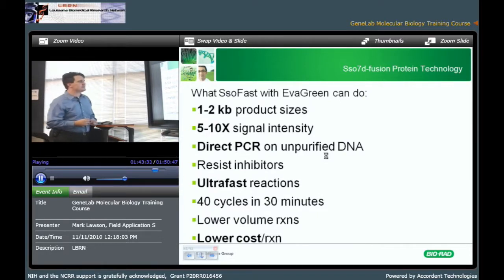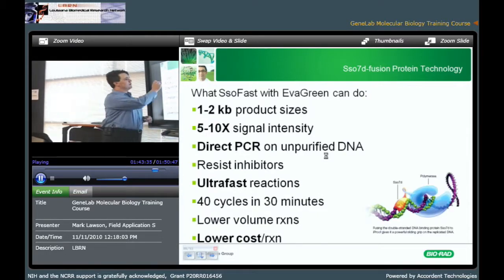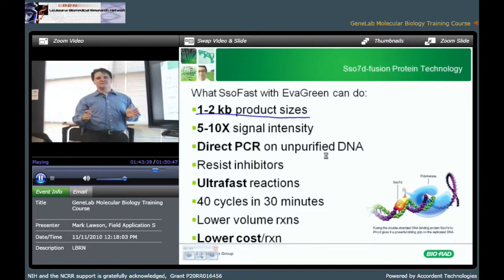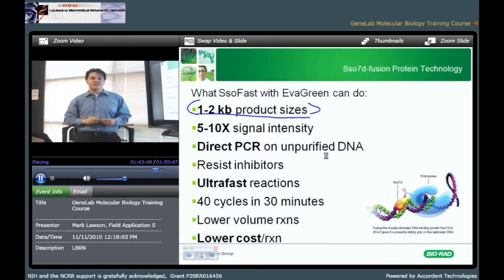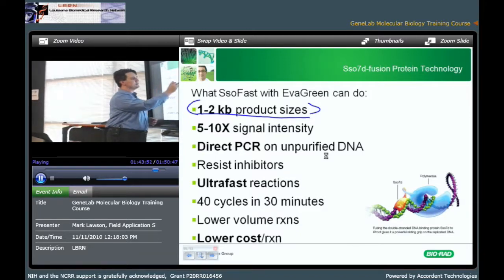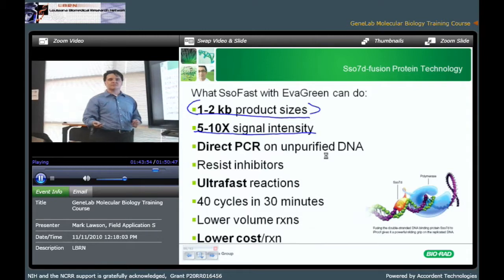So some of the things that this makes it capable of: 1 to 2 kb product sizes. So you're no longer limited to the 50 to 150 base pair product size. And that's going to radically change, and we're a little ahead of the curve here, how people design their assays today. We get 5 to 10 times the signal intensity from the dyes that we're using. With EvaGreen, the next generation of SYBR Green, it is about 5 to 10 times brighter.